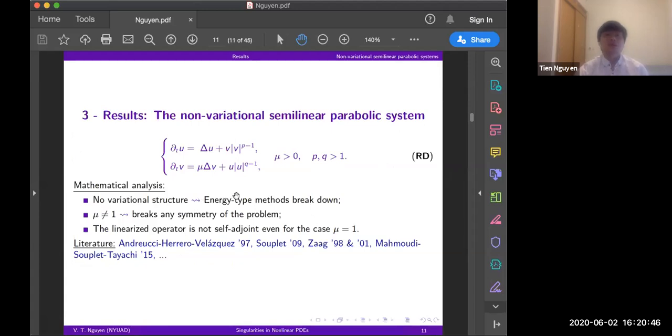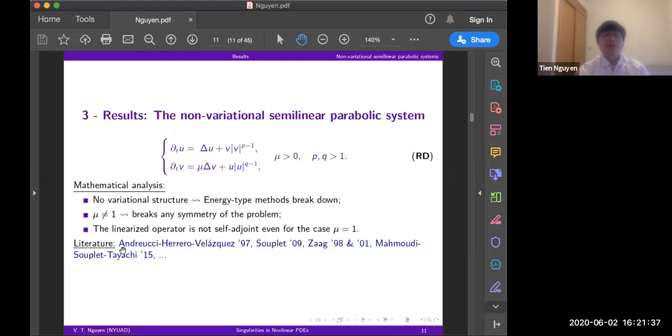So let me first mention the research concerns of the non-variational parabolic system. From the mathematical analysis, we see that this system, because of the nonlinearity, has no variational structure, so the energy methods break down, of course. And here we consider the diffusive constant different from one, so it will break any symmetry of the problem. Also, when we perform the linearization around the approximate solution, it will give you a linear operator which is not self-adjoint, even for mu equal to 1.